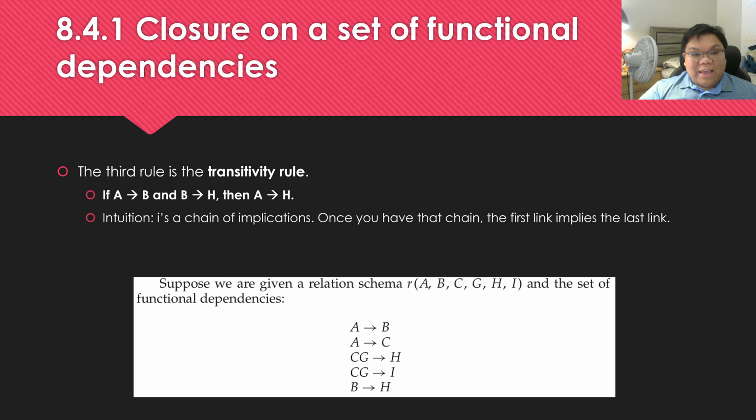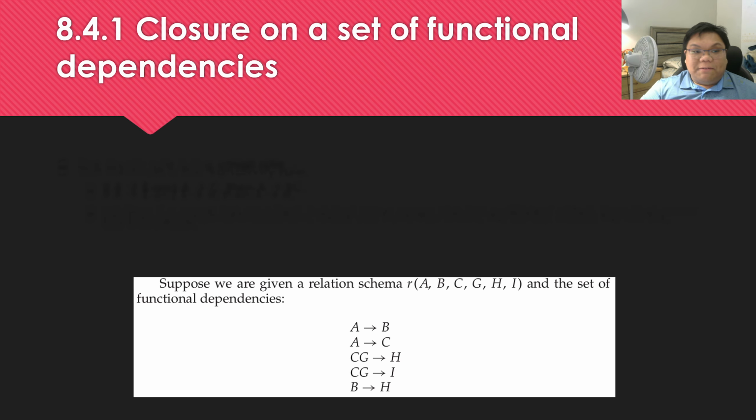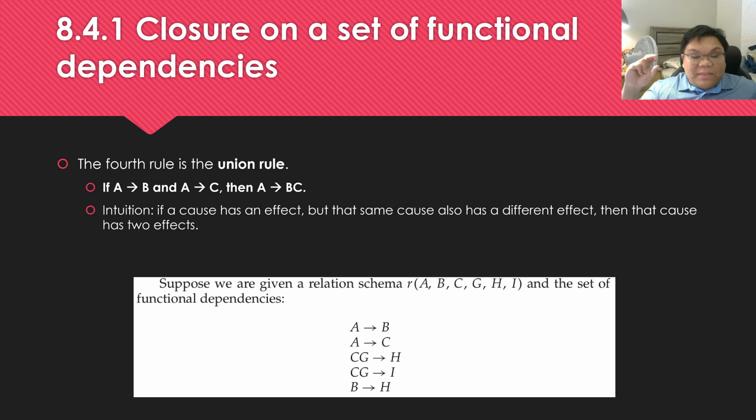The third one is the transitivity rule. If A determines B and B determines H, then A determines H. It's a chain of implications. So once you have the chain, the first link implies the last link. So A determines B, B determines H, therefore A determines H. The fourth one is called the union rule. So this is a means of combining two different functional dependencies whose left-hand sides are the same. If A determines B, and also A determines C, then A determines B and C.